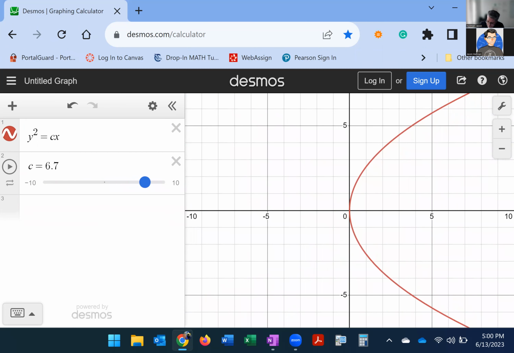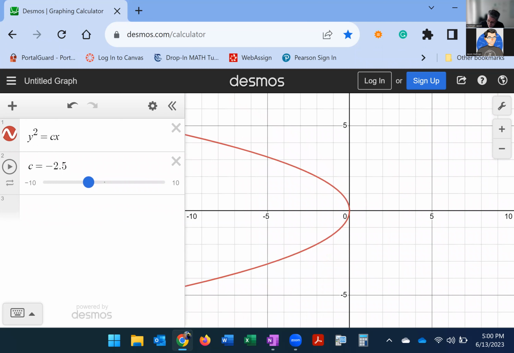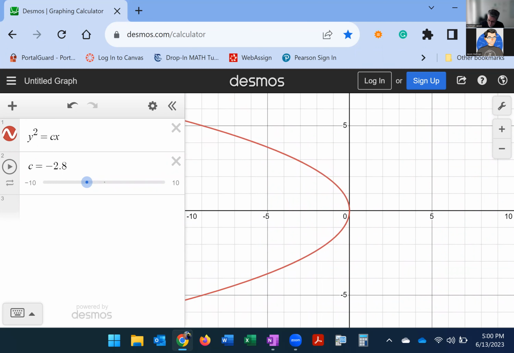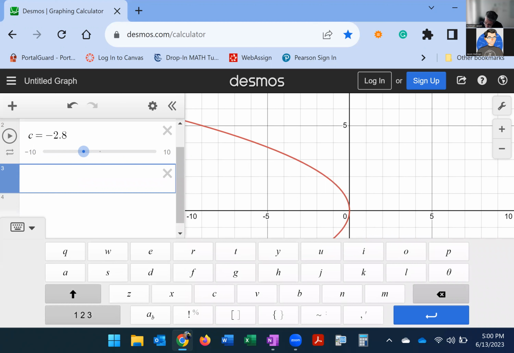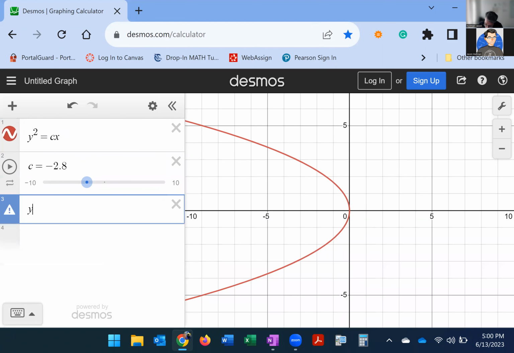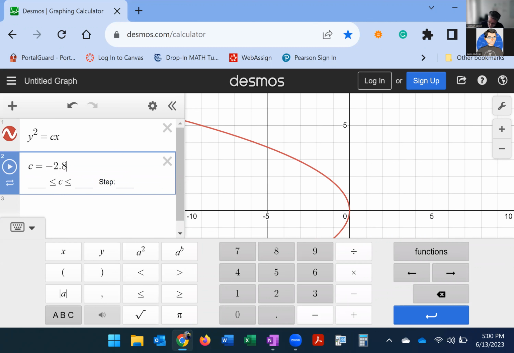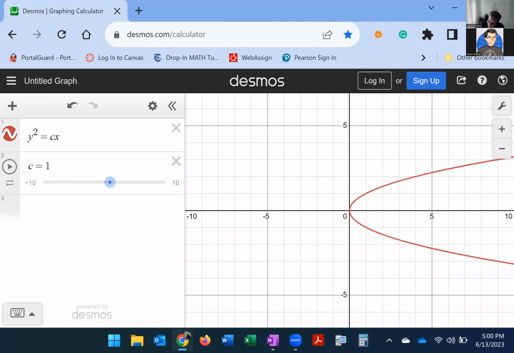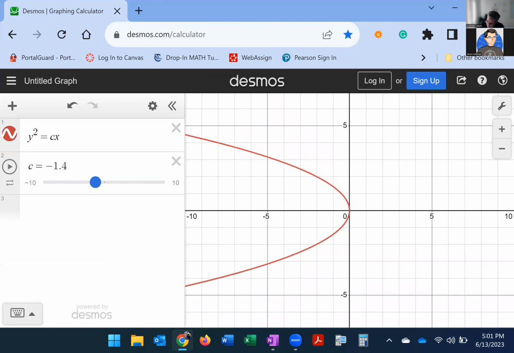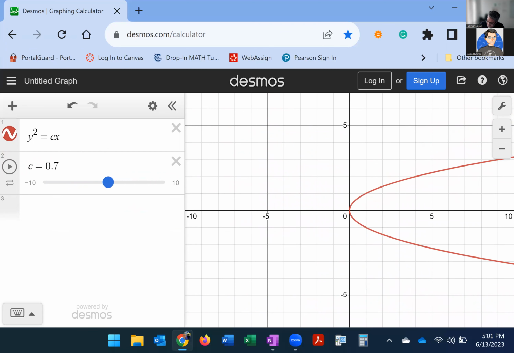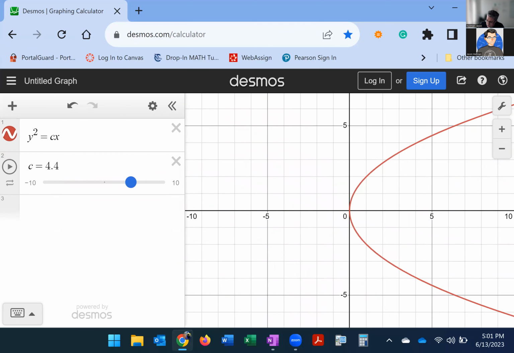Now, it's not going to show you a bunch of them unless I put in y squared equals 1x, y squared equals 2x, y squared equals 3x. Then you can represent as many as you want on the screen, but I'm going to represent all of them by just having this slider. That gives us a representation of every single graph that's in the family.